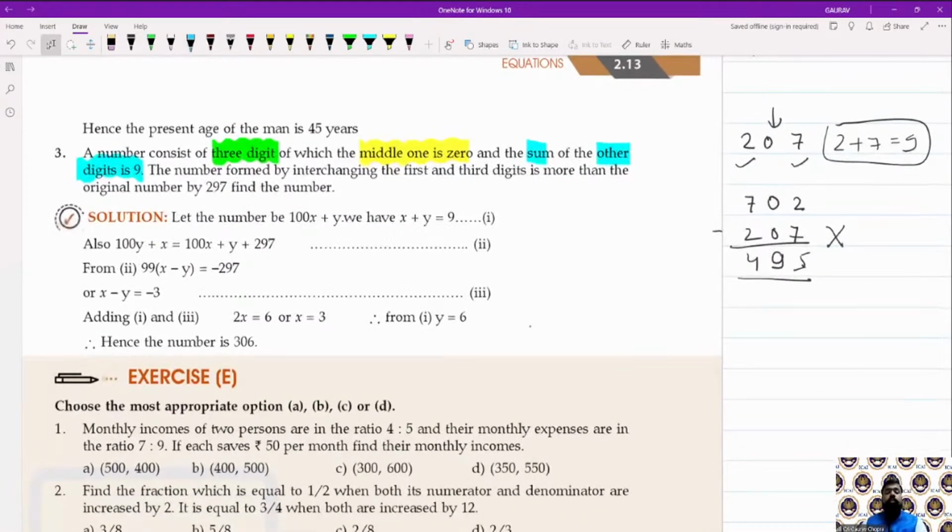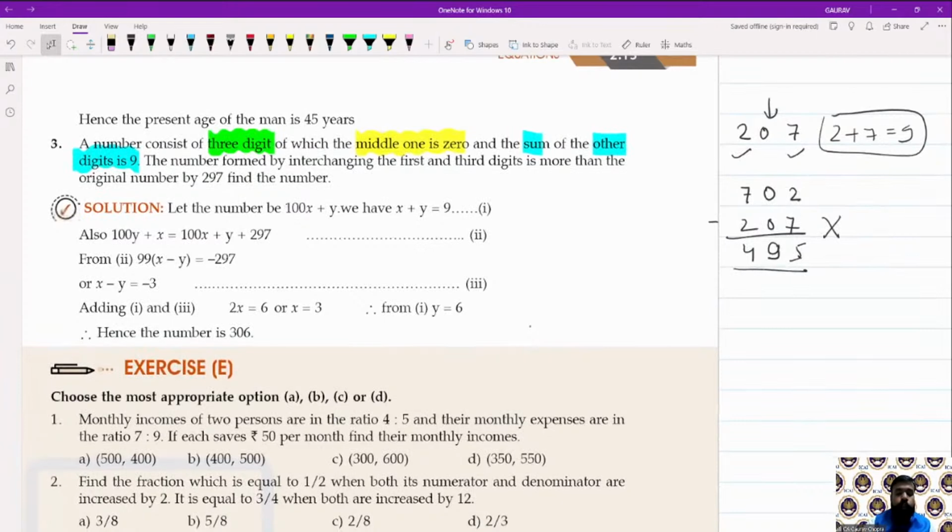So this is the way using options or hit and trial method. But if you want to form the equation, then how to form the equation? Then we have to assume the number. Let the number be 100x plus y. Why in this form? Because the middle term is 0. Middle term is 0. So that is why we have assumed 100x plus y. So this is the first number, the number we have assumed.